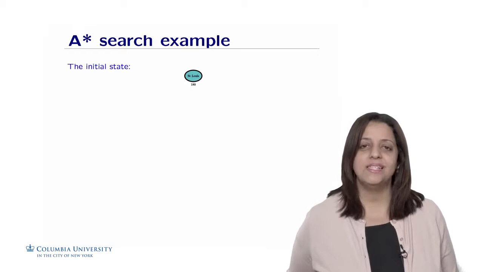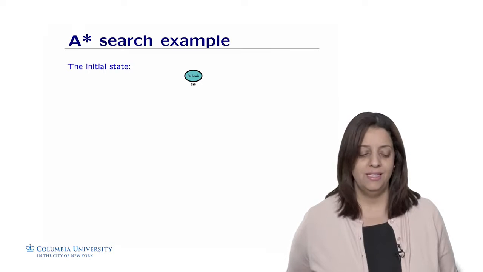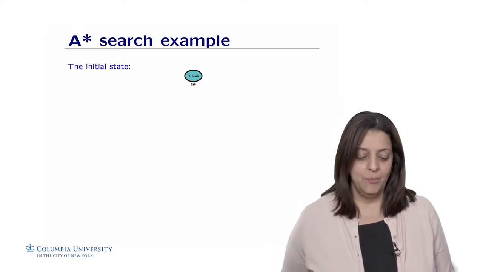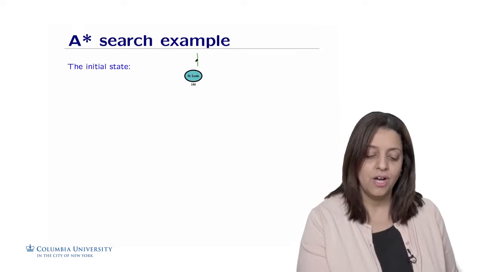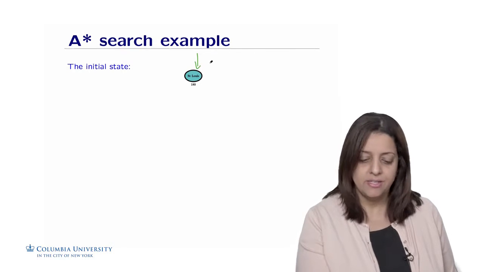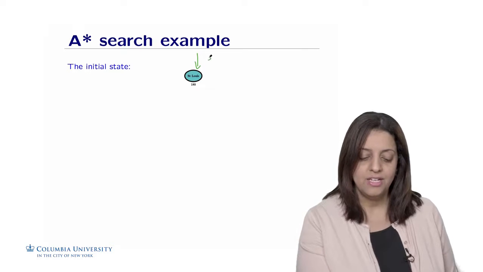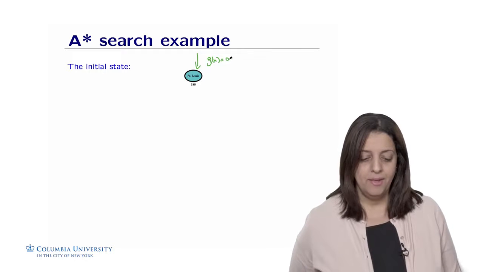So let's see how A-star works on our toy example of going from Saint Louis to Sault Ste. Marie. In the initial state, we start with Saint Louis. The cost to reach Saint Louis is 0, because this is our initial state. So here, for now, we have a g of n equal to 0. Then from Saint Louis, this will be the cheapest node so far.